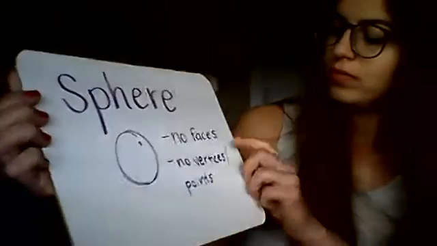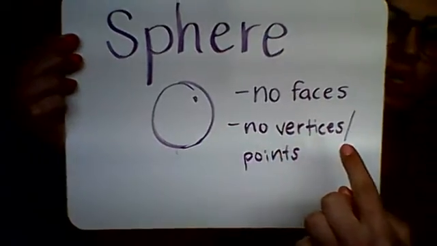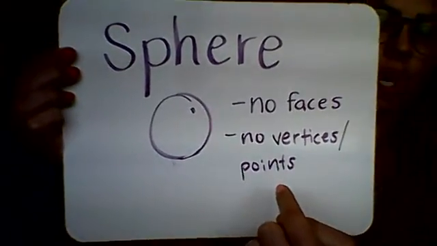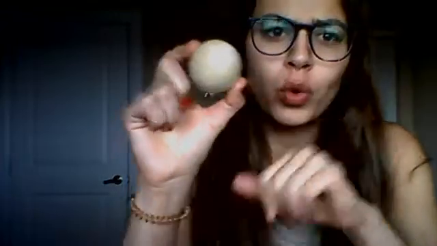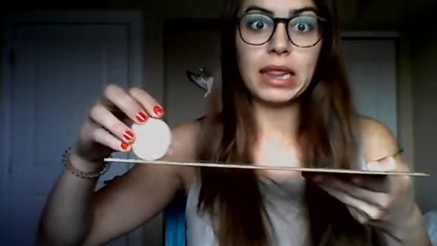A sphere has no faces, and it has no vertices or points on it. If you look at my sphere here, it doesn't have any faces at all, no flat edges, and it doesn't have any kind of corners either on the whole thing. So if I was going to take my sphere and put it down, it wouldn't lay flat. It would roll across because nothing is stopping it. No edges, no corners, no faces, nothing.